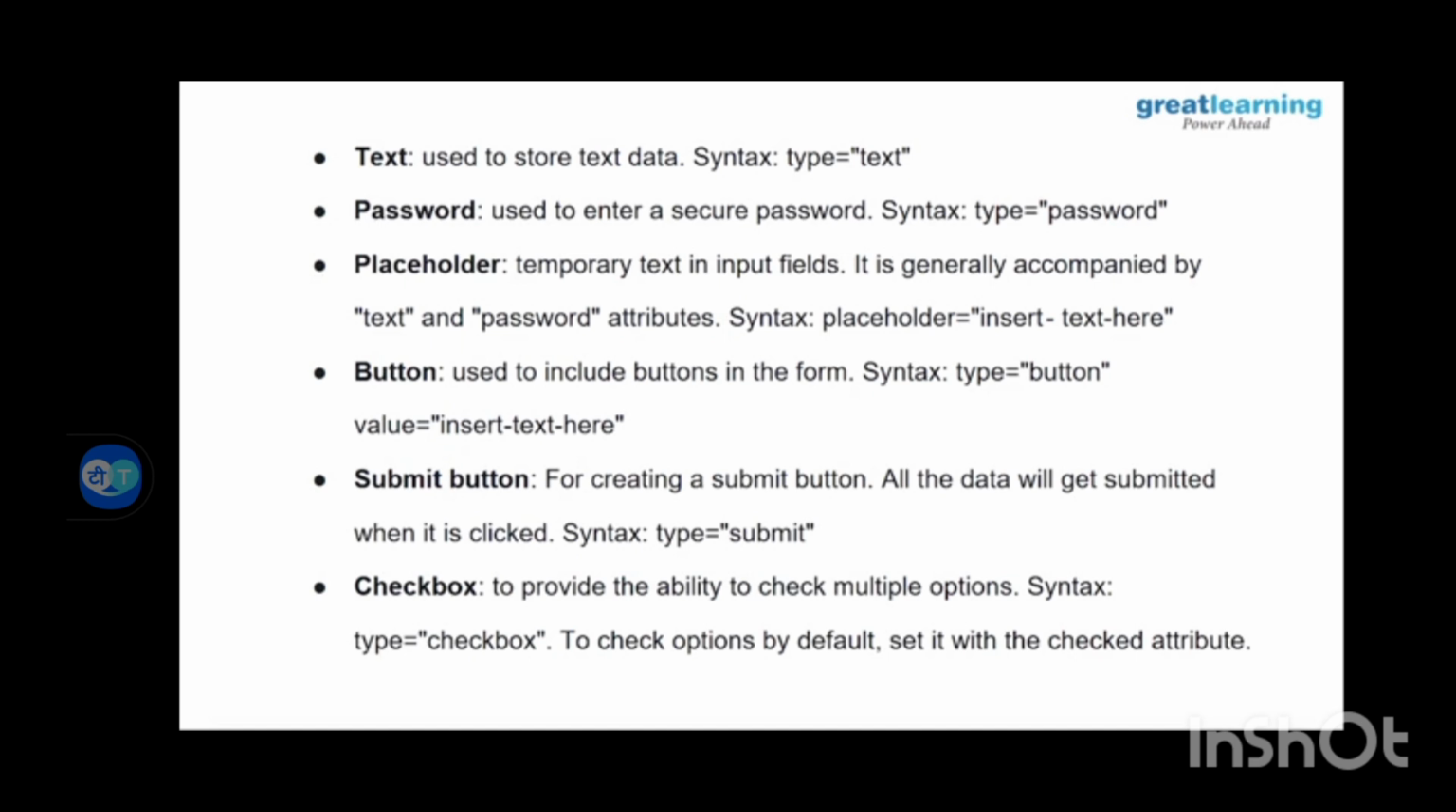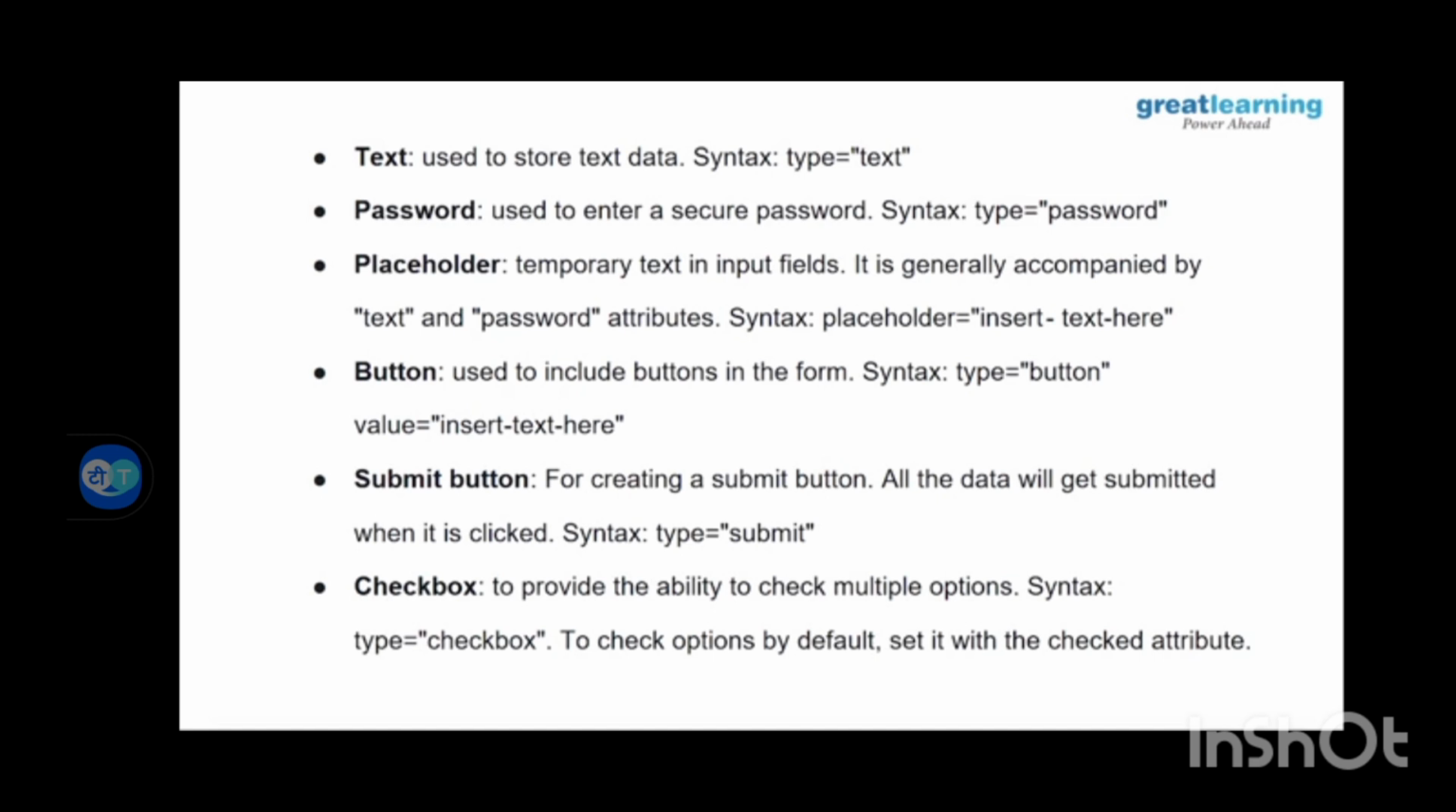Then you have button. It's used to include buttons in your form, and you write type equal to button, and then the value that you want that button to have, insert text here or anything. Once you click on that, whatever the value is will be rendered on, or sent to, that page. Then you have the submit button. It is used for creating a submit button. All the data will get submitted when it is clicked. The type of it should be submit, and the syntax is simple: type equal to submit in double quotes.